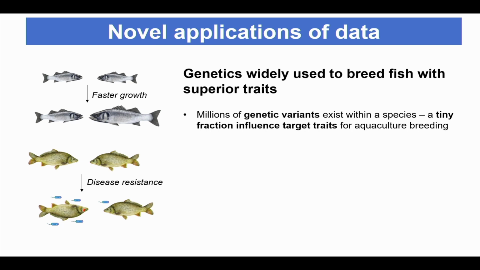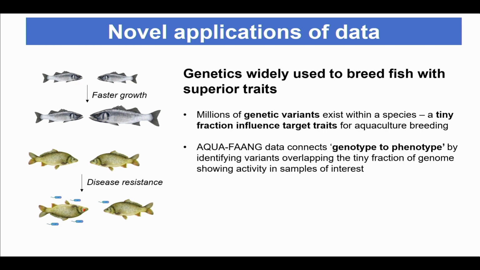What we of course know is that within any fish species, there are millions of genetic variants, but only a very tiny fraction of those are actually influencing target traits for aquaculture breeding. So the data we've produced in AQUA FAANG better connects the genetic variation, or genotype, with the phenotype, or trait variation, within our aquaculture breeding populations, by helping us identify genetic variants that overlap the very small fraction of the genome that has biological activity in samples of interest to the particular traits that we're studying.